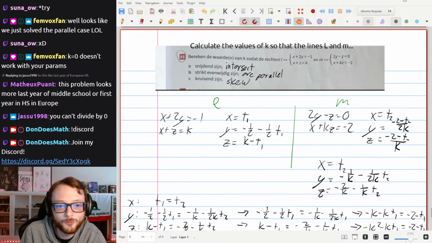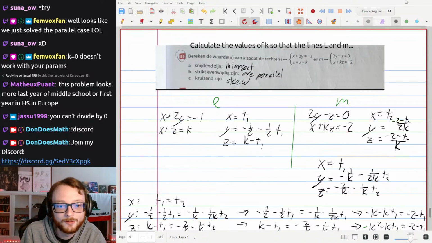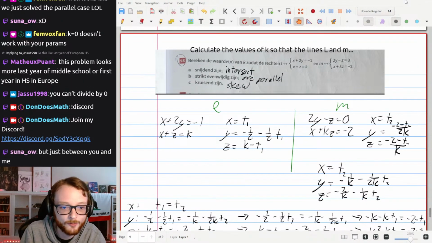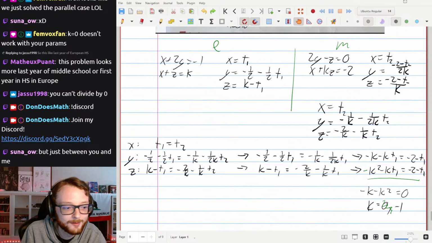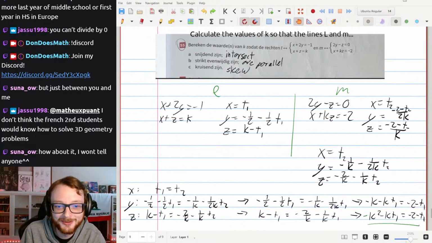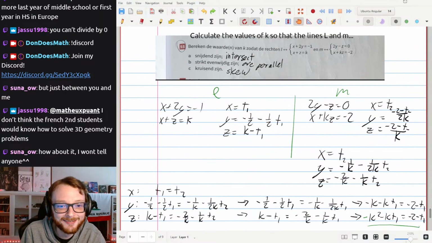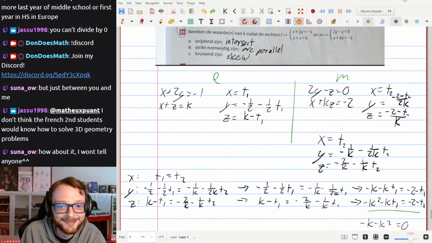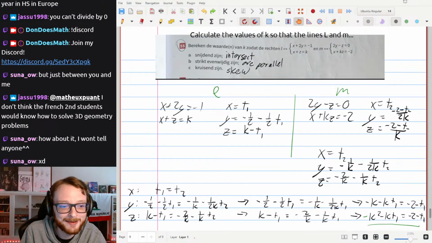So -1. Oh, sorry, no, perpendicular wasn't a thing for C. So for part A, k equals -1. Just between you and me. I'll send you a message, Suna. Okay, so k equals -1 is good.